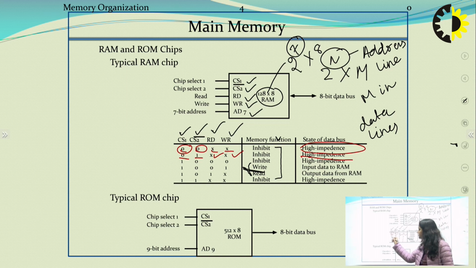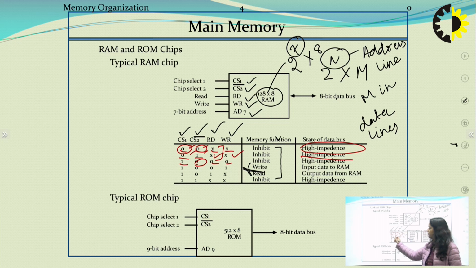The next is when chip select 1 is 1 and chip select 2 is 0. Neither the reading nor writing operation is performed. The value of reading is also 0 and for writing here we have X. X means don't care. We don't bother whether the value of the binary bit will be 0 or 1. We are not bothering about the reading and writing bits because the RAM chip is not selected. When the chip is not selected, where are we going to perform that reading and writing operation? So we are not bothering about the values in the reading and writing bits.